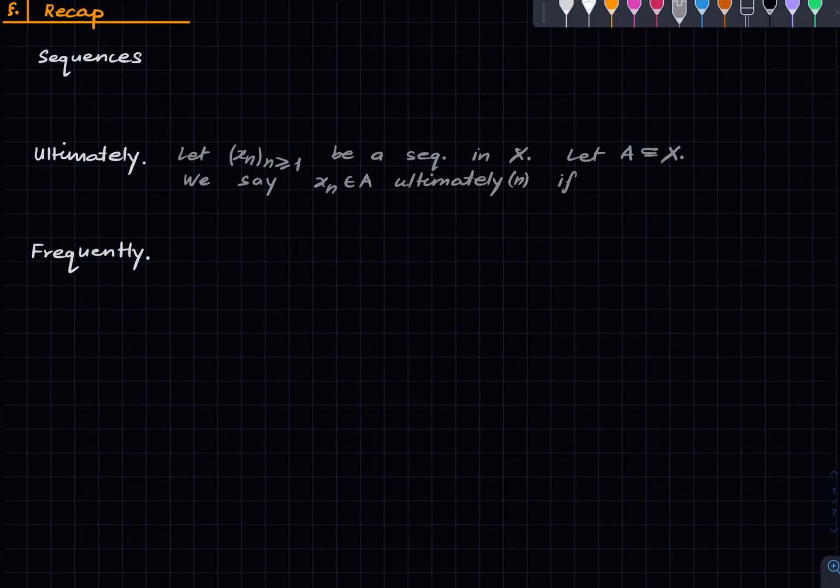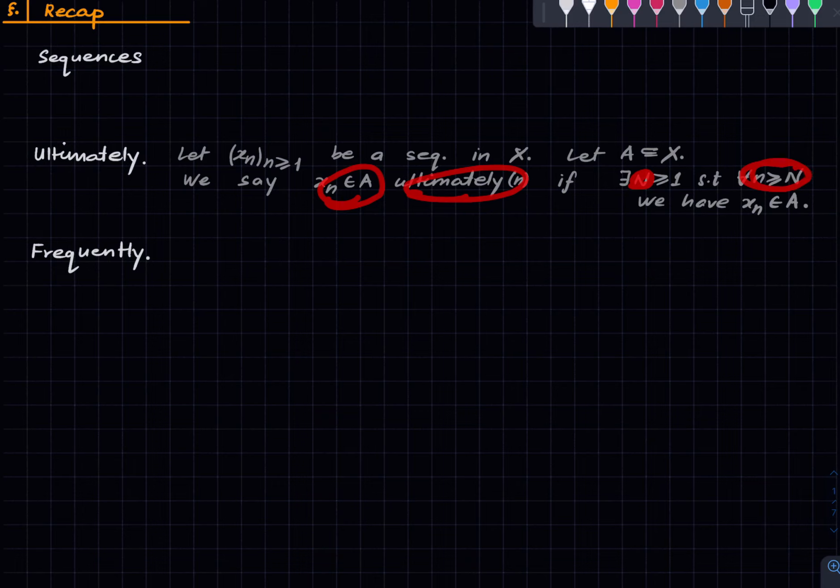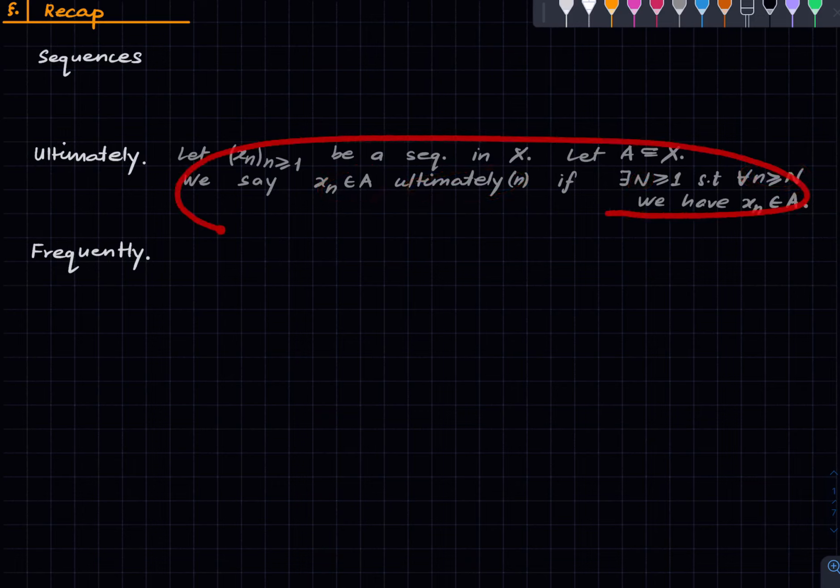if there exists a natural number such that for all natural numbers at least that much, we have Xn lies in A. So that is the meaning of Xn lying in A ultimately. Beyond a certain point, all the elements of the sequence lie in the set A. Again, we discussed this in detail.